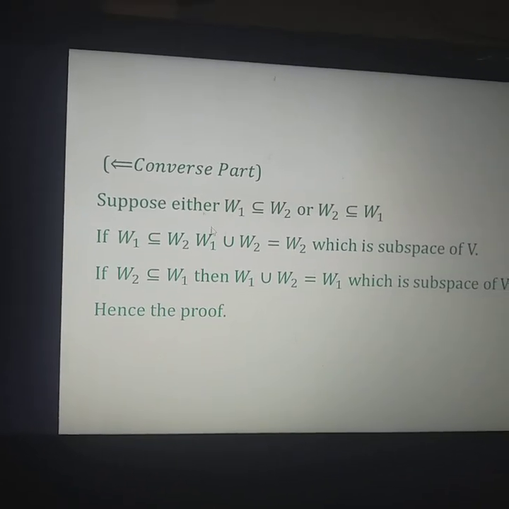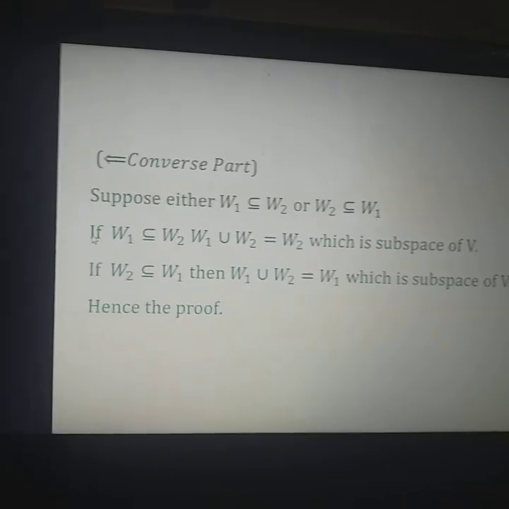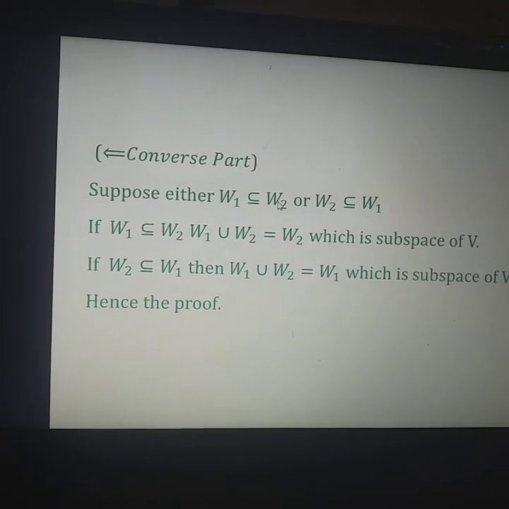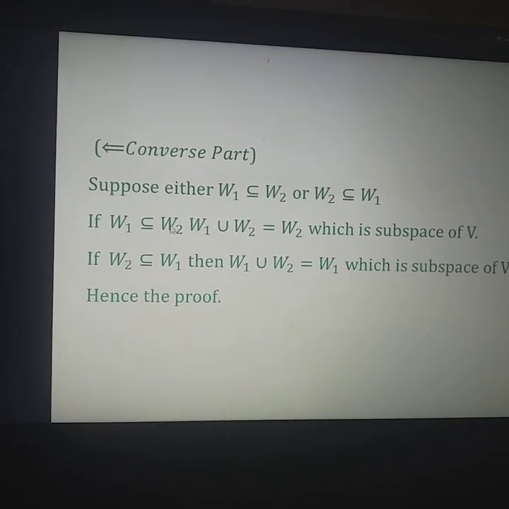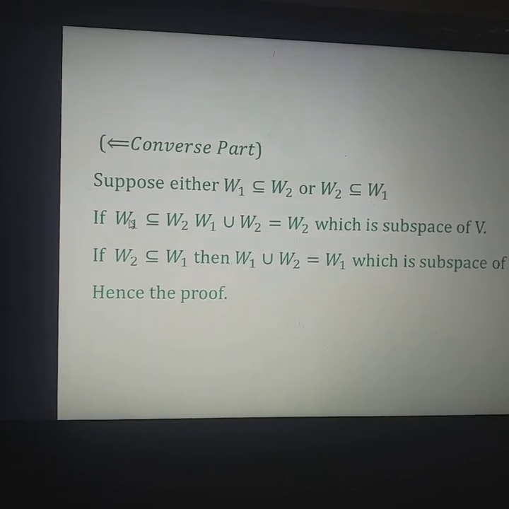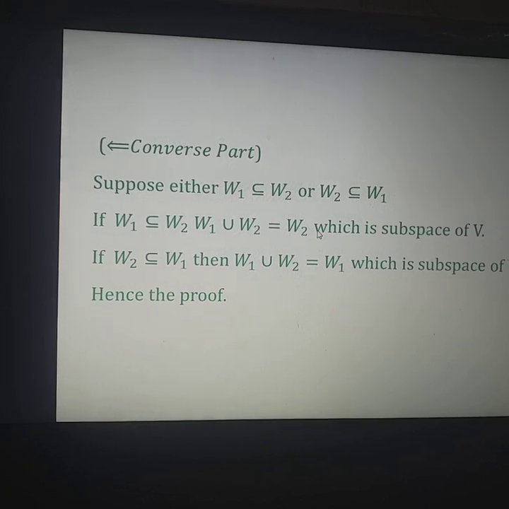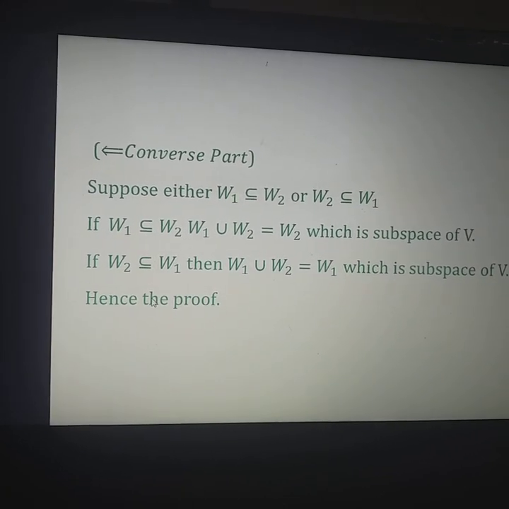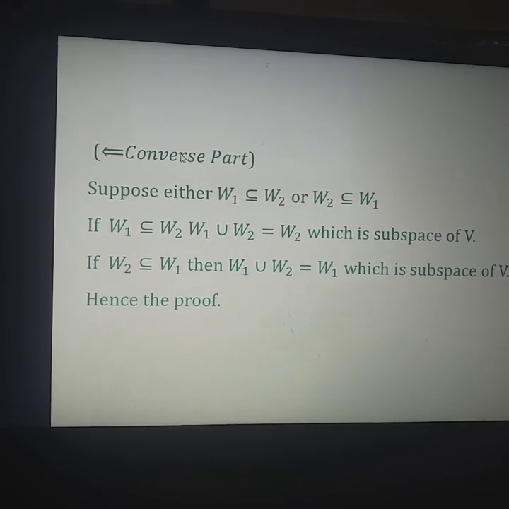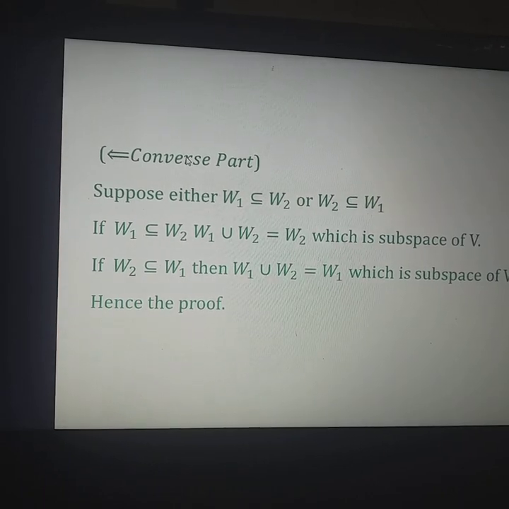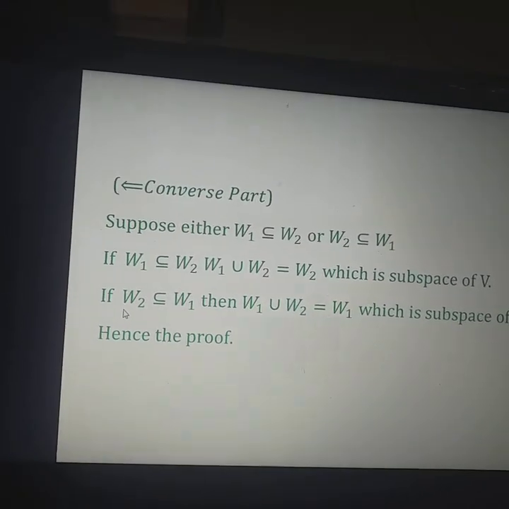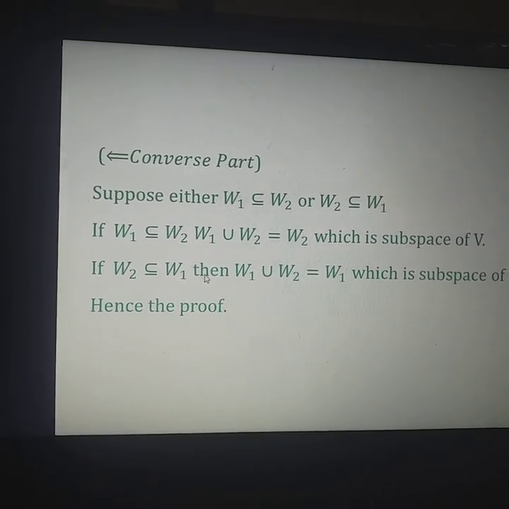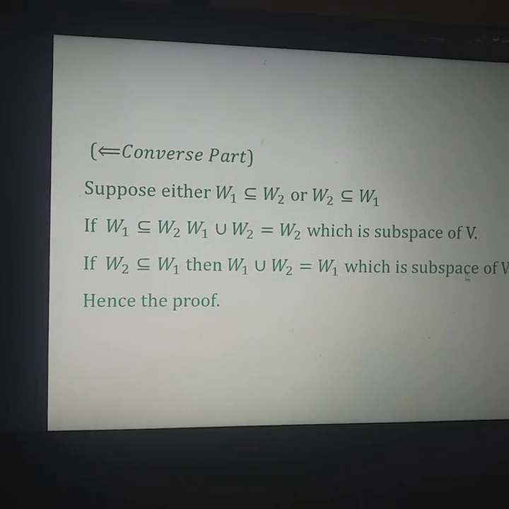Now the converse part. Suppose either W1 is contained in W2 or W2 is contained in W1. If W1 is contained in W2, then what happens? W1 union W2 is W2, because W2 is bigger than W1 and W1 is contained in W2. The union is W2, which is again a subspace, because we have assumed that W2 and W1 are subspaces of the vector space. If W2 is contained in W1, then the union is W1, which is a subspace of V.